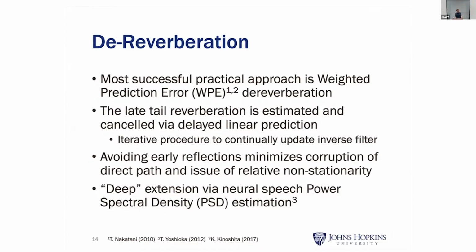And then I'll also comment that people have tried to extend this to neural methods as well, and they're successful to varying degrees. Basically, since part of the WPE algorithm is estimating the speech presence, like the power of the speech at any given point, you can estimate this using a neural network, and it works better, but then starts to have issues of generalizability.